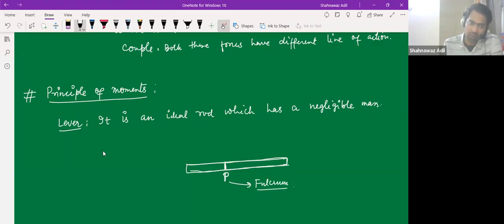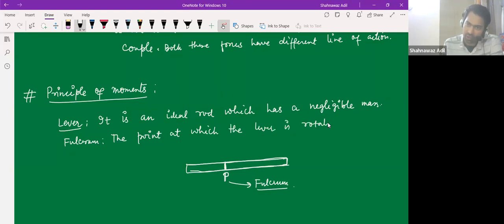So what is the fulcrum? The point at which the lever is rotated or pivoted is called the fulcrum.